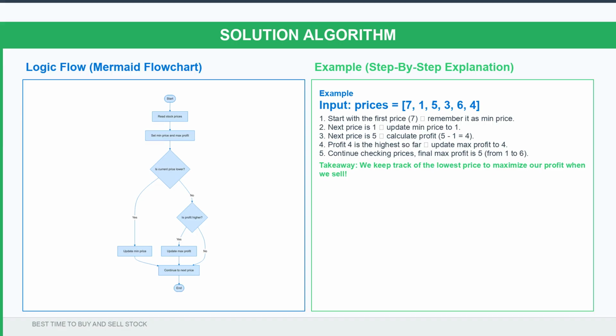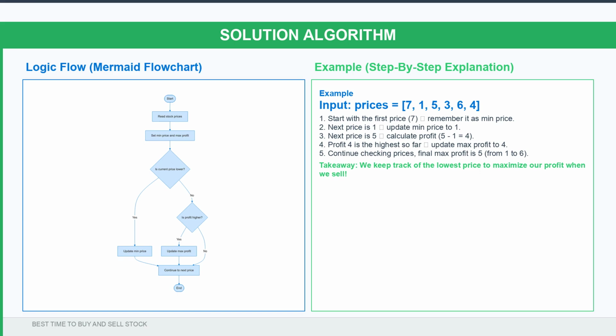For each price, we check if it's lower than our min price and update it if it is. Then we calculate the potential profit by subtracting min price from the current price. If this potential profit is greater than our recorded max profit, we update max profit. Finally, after checking all prices, we return max profit, representing our maximum achievable profit. This algorithm runs efficiently in O(n) time since we only need a single pass through the prices, making it suitable for large data sets. The space complexity remains O(1) since we only use a couple of extra variables.